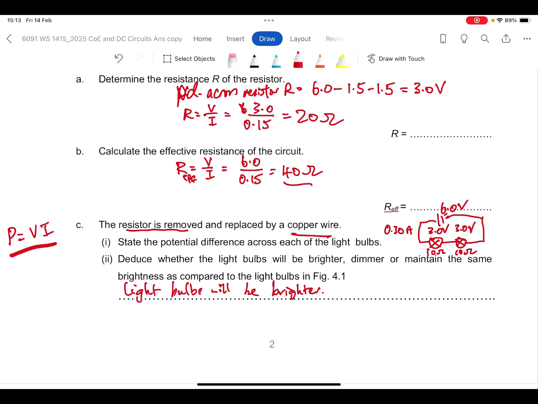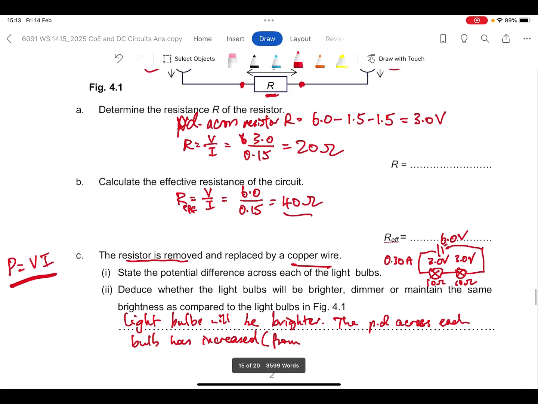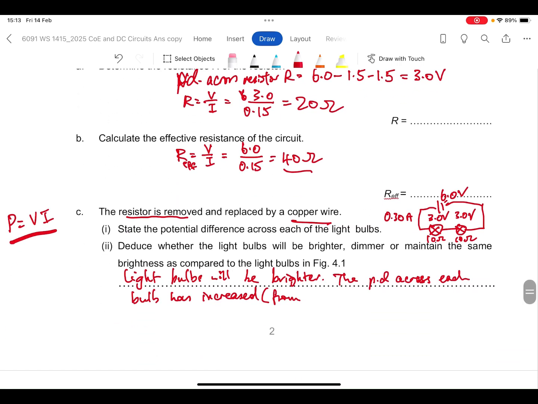To provide an explanation, we can just say that the PD across each bulb has increased. To be more specific, from 1.5 volts to 3 volts.